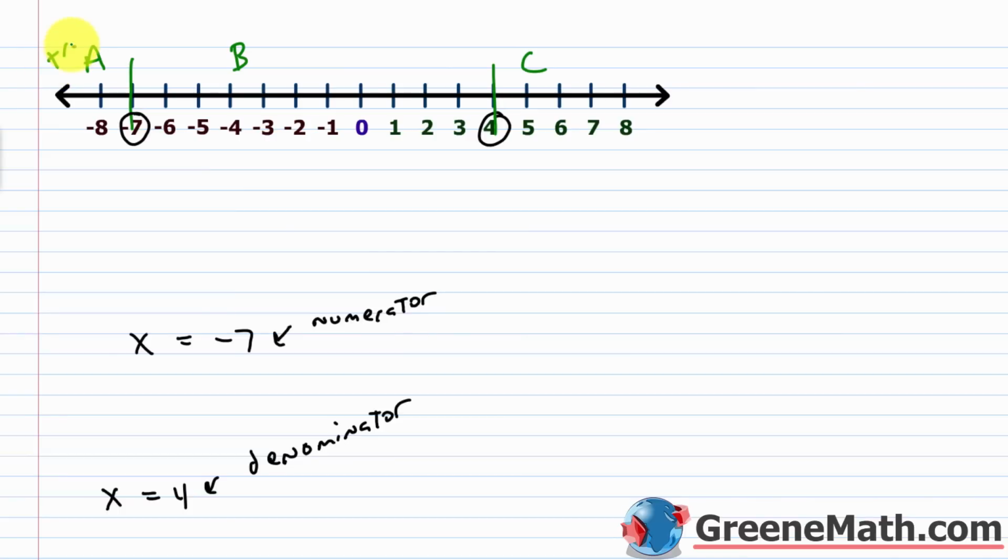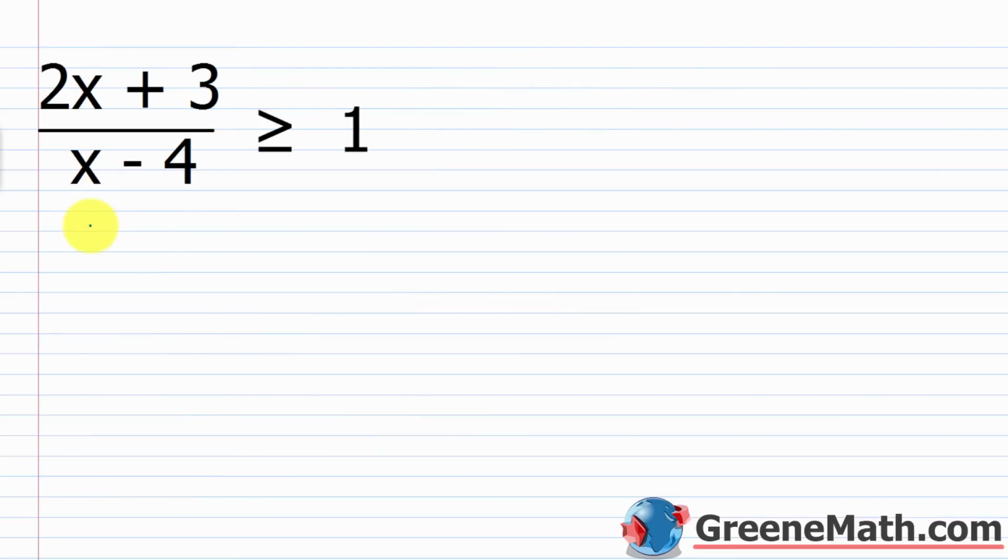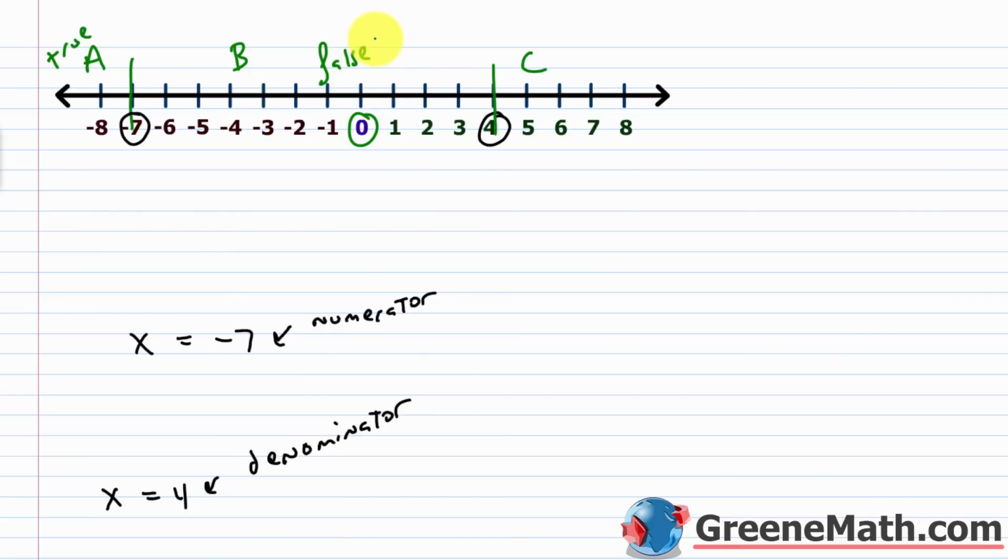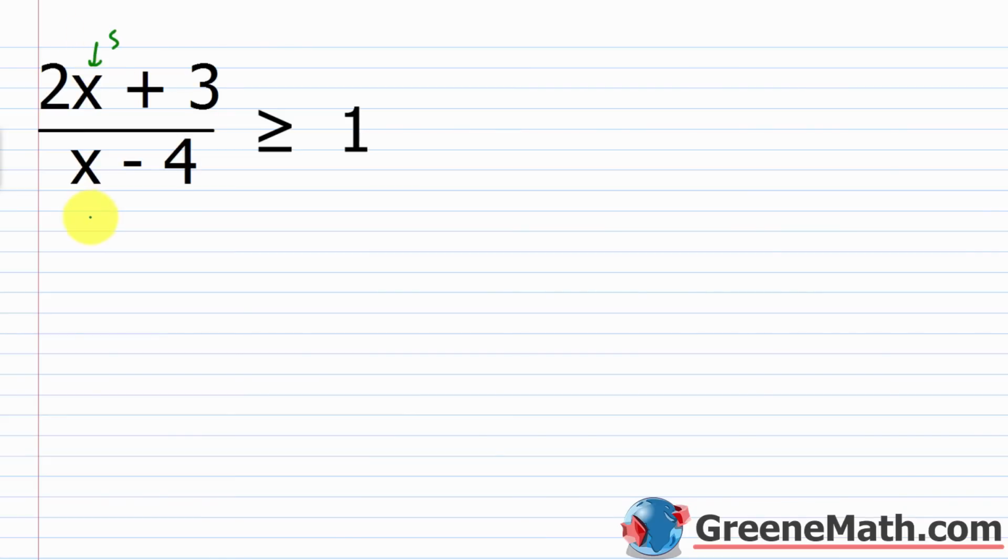So this is true. Then take something from interval B. 0 is easy to work with. If I plugged in a 0 for x, 2 times 0 is 0, so you'd have 0 plus 3, or 3, over 0 minus 4, which is negative 4. So you'd have negative 3/4 is greater than or equal to 1. That's false. So this is false. And then in interval C, I can just pick 5. If I plugged in a 5 for x, what would I get? 2 times 5 is 10. 10 plus 3 is 13. Then this is over 5 minus 4, which is 1. So you'd basically have 13 is greater than or equal to 1, which is true.